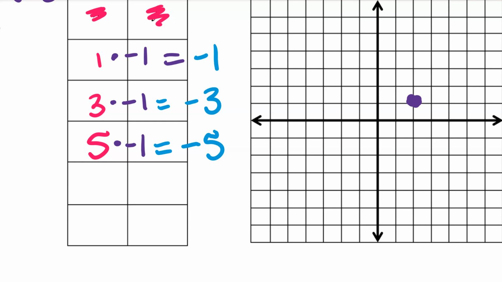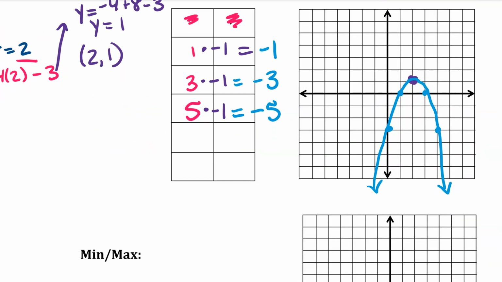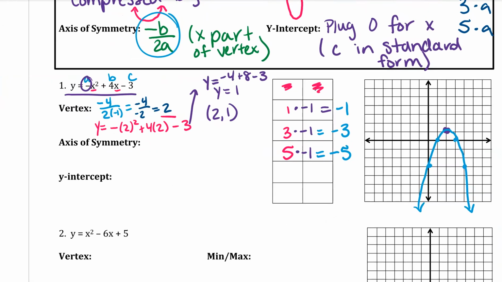So down 1 over 1, down 1 over 1. Remember to make that U shape, so you have to do it on both sides. Down 3, 1, 2, 3 over 1, 1, 2, 3 over 1, 1, 2, 3, 4. You can go off the graph for 5 if you want, but most of the time you just do 1 and 3. And there's my parabola.